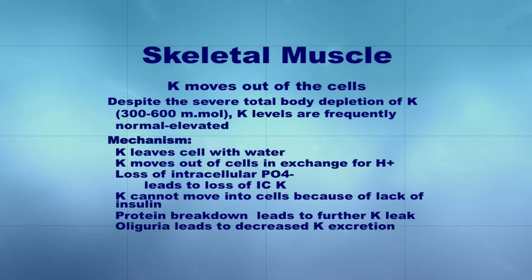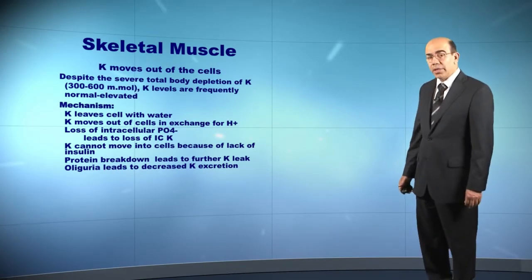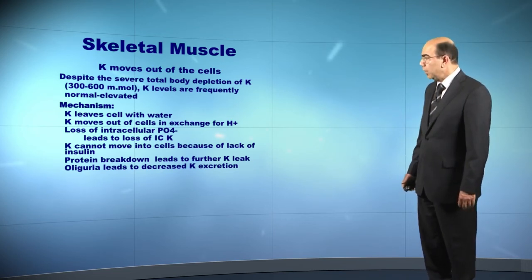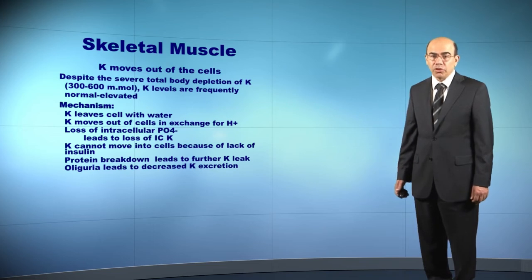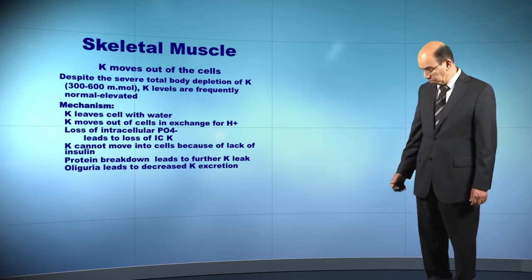Potassium leaves out of the cells in exchange for hydrogen ions. And loss of intracellular phosphate also leads to loss of intracellular potassium. Lack of insulin per se allows the potassium to leave outside the cell. And the protein breakdown leads further to potassium leak. All of these lead to total body depletion. And if there is oliguria, which sometimes is present in severe volume depletion, that leads to decreased potassium excretion and at times leads to potassium elevation in the plasma.